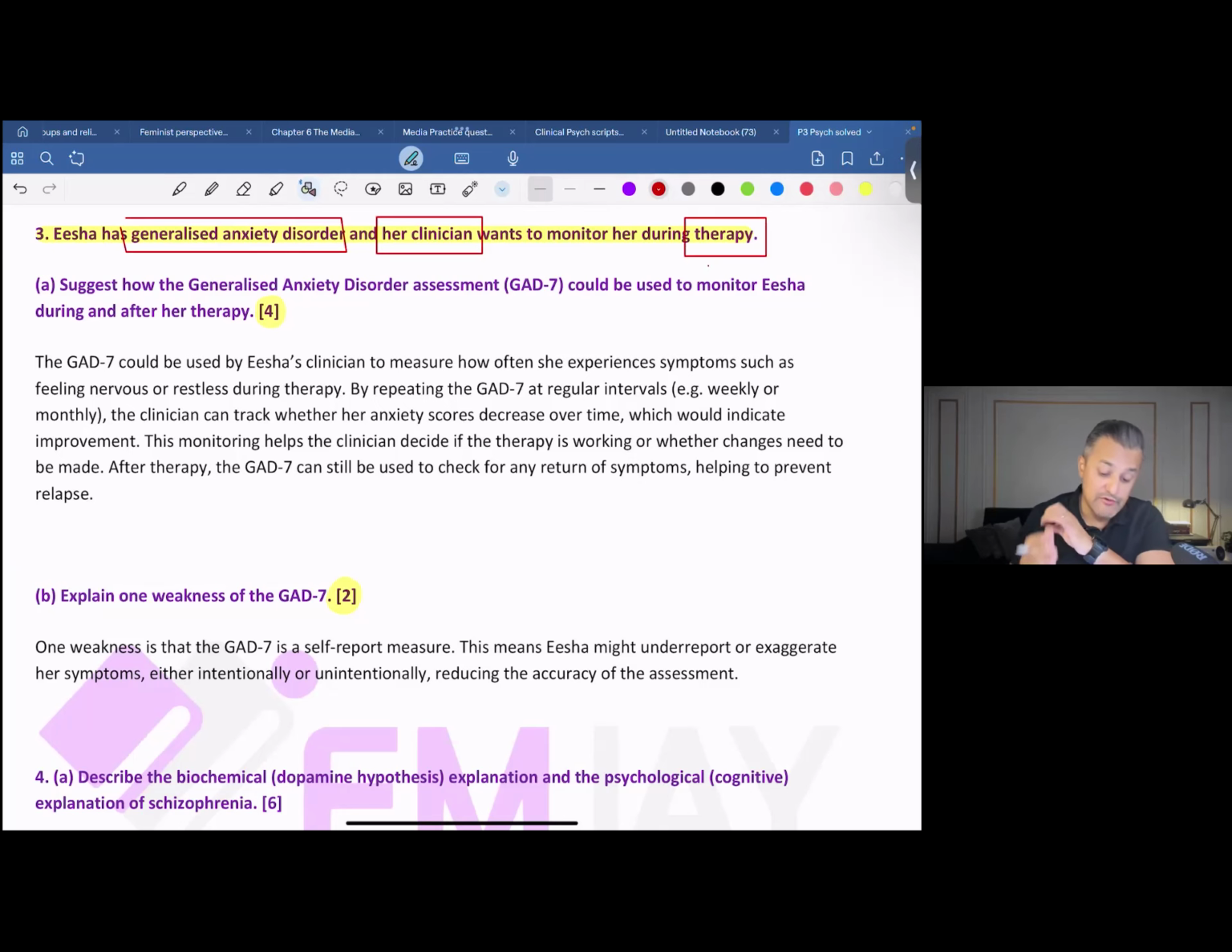So what I understand from here is Isha is probably diagnosed with generalized anxiety disorder. That is why this says she has generalized anxiety disorder. She goes to see a clinician who is treating her. That means Isha is going through a therapy, and the clinician wants to monitor the progress. So this is what I've picked on from this one line.